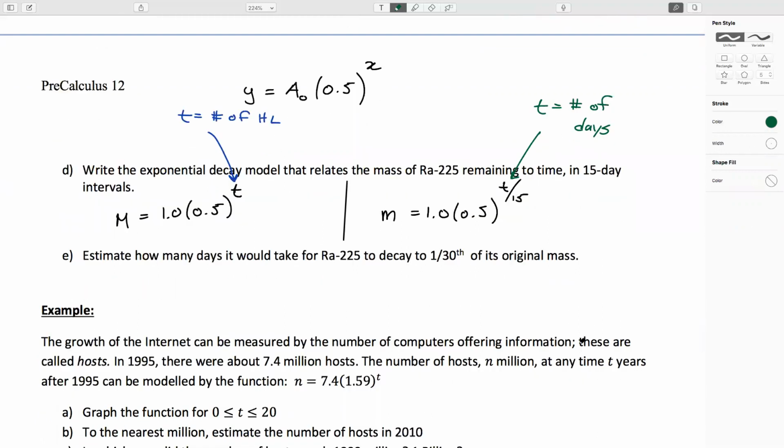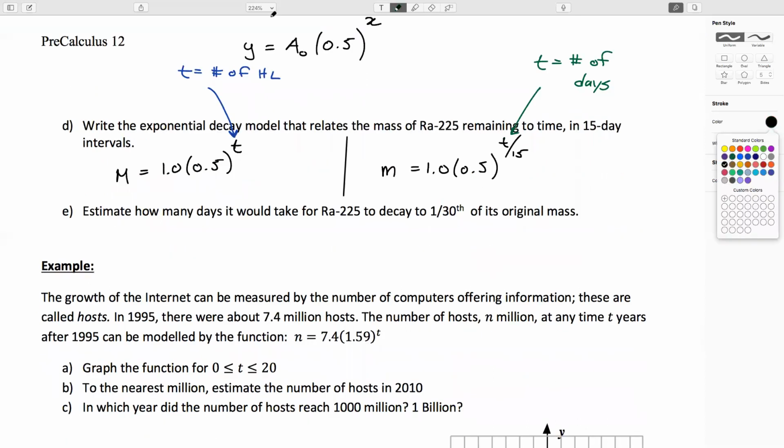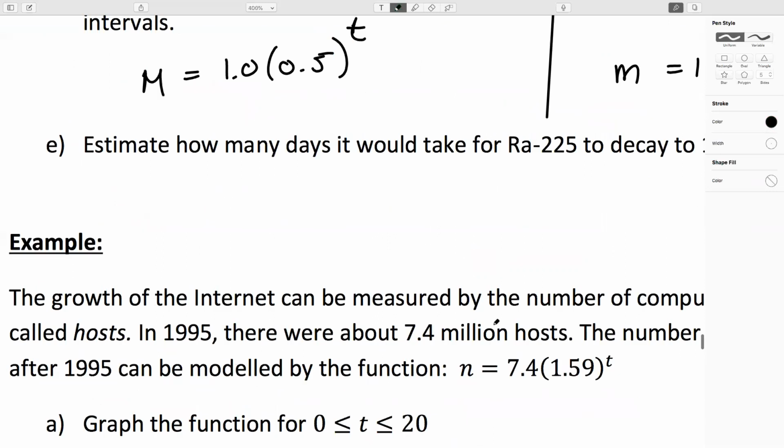So now estimate how many days it would take for radium-225 to decay to 1/30th of its original mass. I wish I had a little more room here, but unfortunately we don't. We can zoom in though. So we are decaying to 1/30th. If m equals 1 times 0.5 to the power t, and we're decaying down to 1/30th, then 1/30 equals 1 times 0.5 to the t, so effectively 1/30 is 0.5 to the t. The 1 will go away.